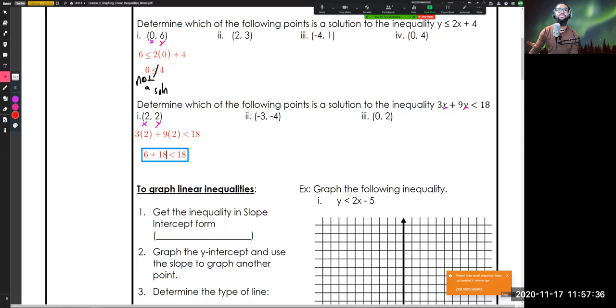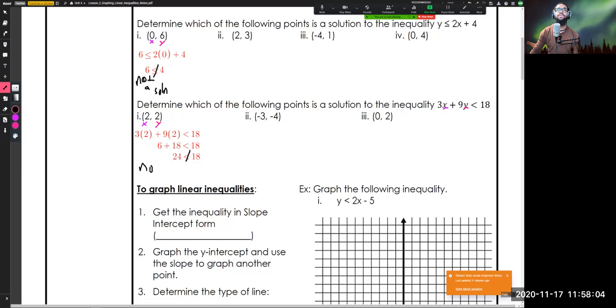Absolutely not. When we do 6 plus 18, we end up with 24. So is 24 less than 18? It absolutely is not. And so this is not true. This is going to be no solution. Let me scoot these up so we got more space to write. I just like to align my signs. So this here is no solution. This is not less than 18.